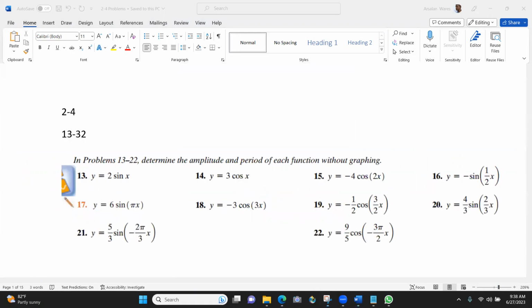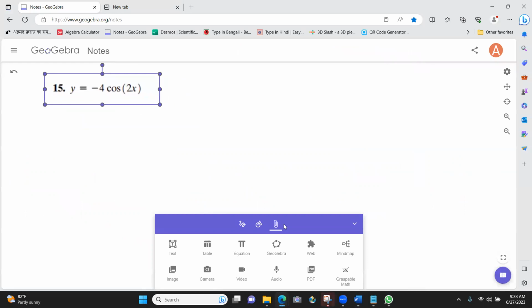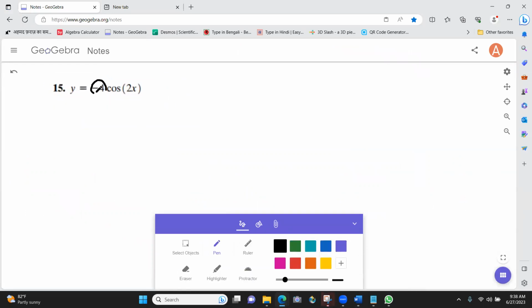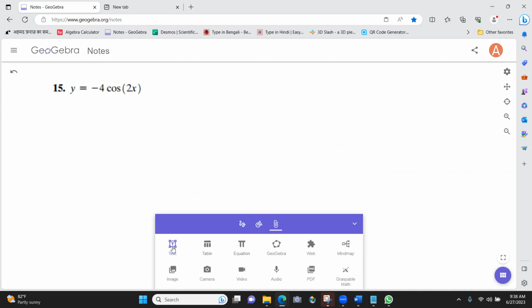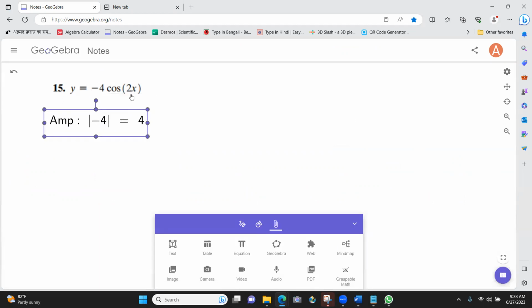So yesterday we learned to find the amplitude. You take this number, whatever it may be, for sine and cosine. We're only talking about sine and cosine. You're going to find the absolute value of that, so the absolute value of -4 is +4. So you're going to write it like this: amplitude is 4. Do you have to show the absolute value of 4? Not really.